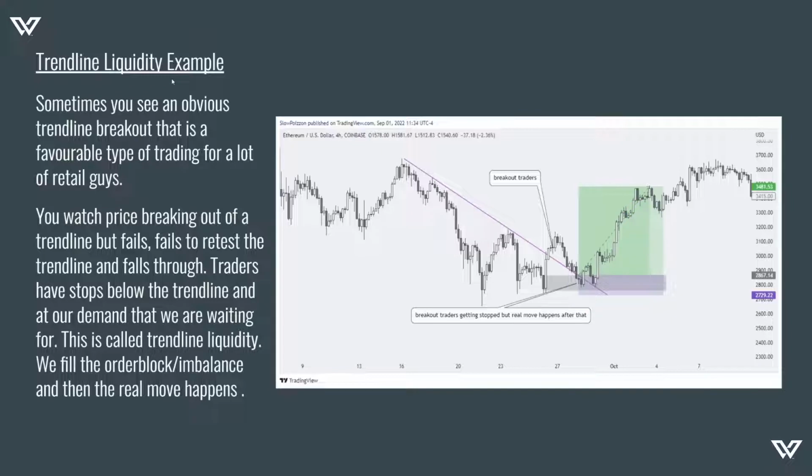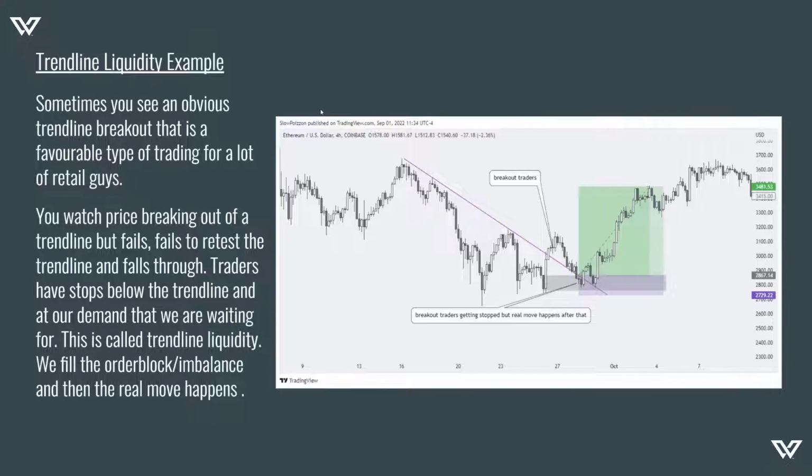Trend line liquidity example here. So sometimes, like I said, you see an obvious trend line breakout. There's a favorable type of trading for a lot of retail. Myself, when I first started trading, I was using breakouts. I was trading the breakouts. I was longing here, and I was putting my stop down here somewhere.